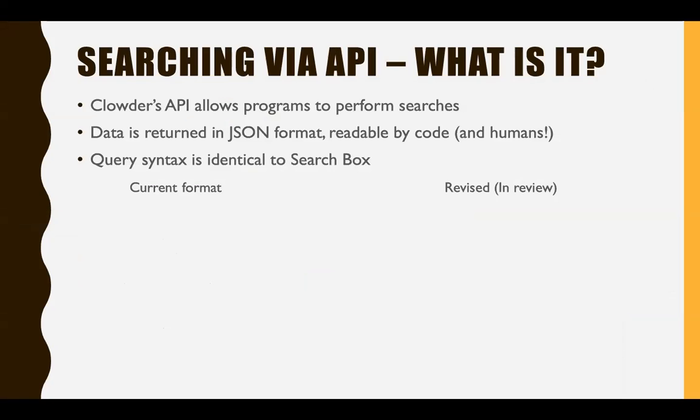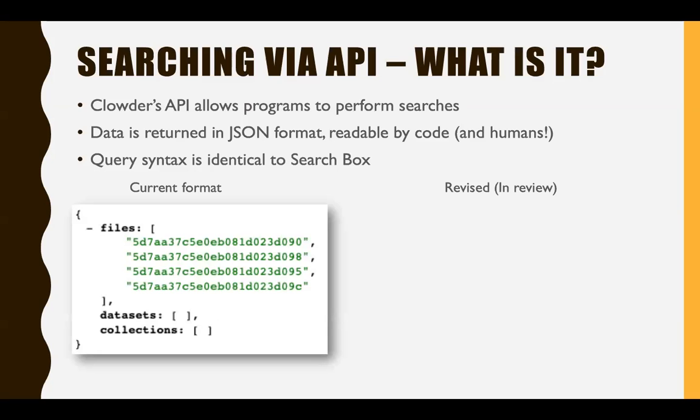So data is returned in what's called a JSON format, and it's readable by code in addition to humans. So if you're writing a script that needs to download data from Clowder, you would call our API to get lists of data and then interpret that in whatever way your script needs to. The nice thing here is that the syntax that's supported by our search API is identical to the search box, and the code that's under the hood that gets run when you do this search is identical. So you could do a search in the GUI, do a search via the API, and the results that you get will be identical.